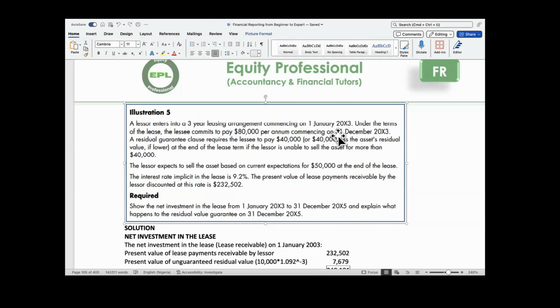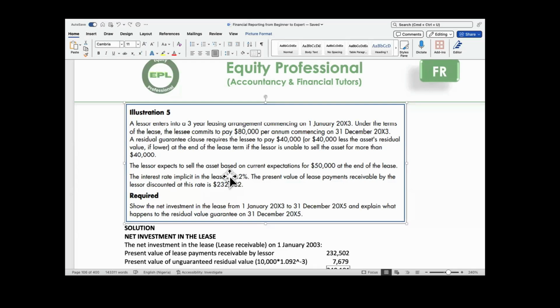A residual guarantee clause requires the lessee to pay 40,000 or 40,000 less the asset residual value, if lower, at the end of the lease term, if the lessor is unable to sell the asset for more than 40,000. The lessor expects to sell the assets based on current expectations for 50,000 at the end of the lease term. The interest rate implicit in the lease is 9.2%.